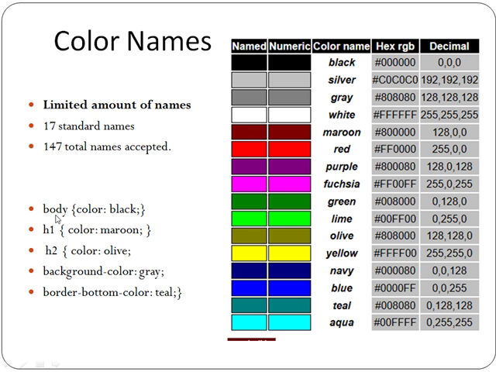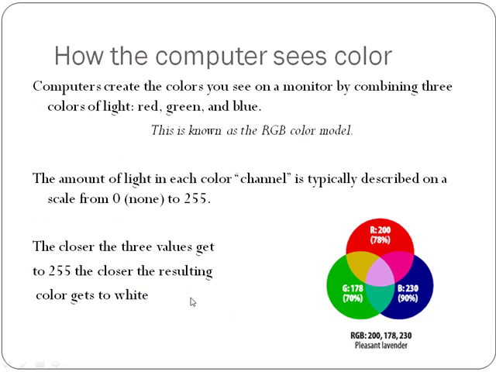So here, for example, I set the background color of my entire page to be black. My H1s would have the text color maroon. My H2s would have the text color of olive. And continuing on, because I haven't closed it yet, my H2 also has a background color of gray, if you can visualize that, and a border. We haven't talked about borders yet, but we will. It has just a bottom border, which basically looks like an underline, of color teal. So if you want to use the color names, this is exactly how you'd go ahead and do it.